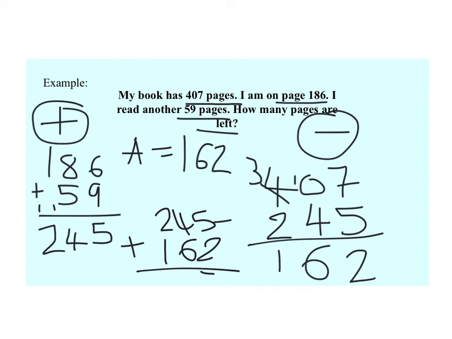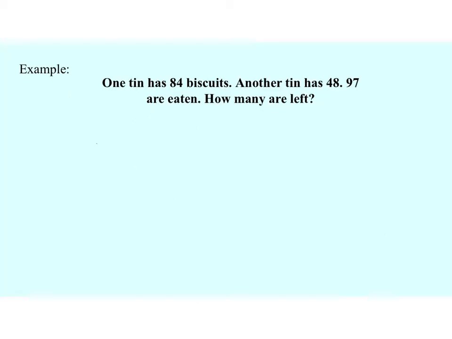5 add 2 is 7. 6 add 4 is 10. Carry the 1. 2 add 1 is 4. 407. So, the 245 pages I had read previously, add the 162 that are left, takes me to 407. So I know that my answer is correct and that there are 162 pages left.